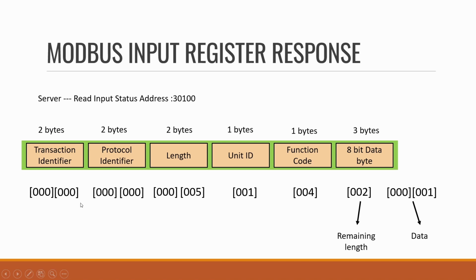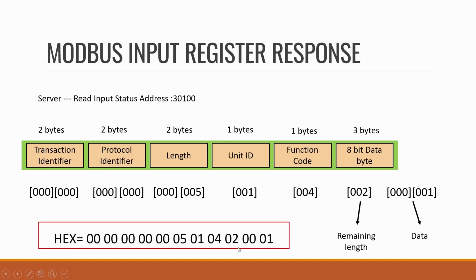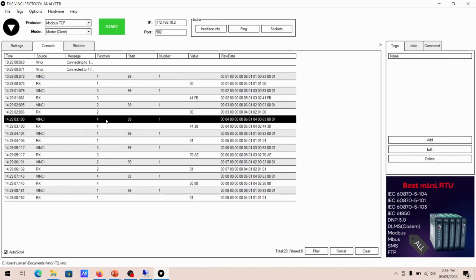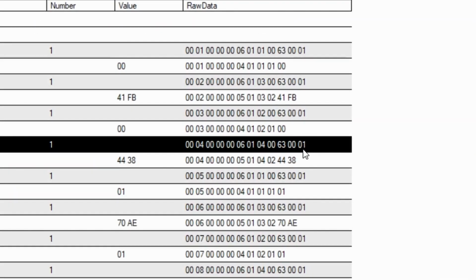So let us go to the protocol analyzer to view the frames. So now I am in the protocol analyzer. So the function is 4 and this is the data frame. By analyzing the raw data, you can see these 2 bytes represent the number of registers. These 2 bytes represent the starting address. So 63 translates to 99 in decimal. So this is the function code. Function code is 4. 01 is the unit ID. 06 is the length. 00 is the protocol identifier, and 04 is the transaction ID.